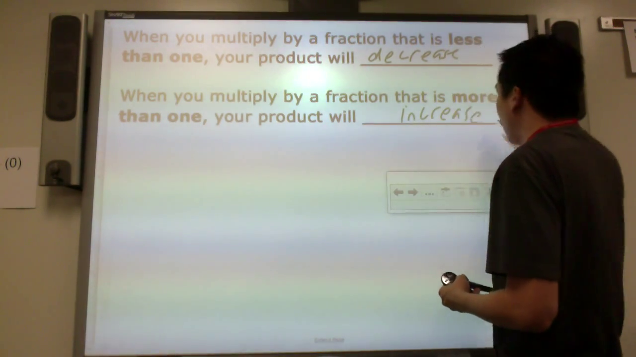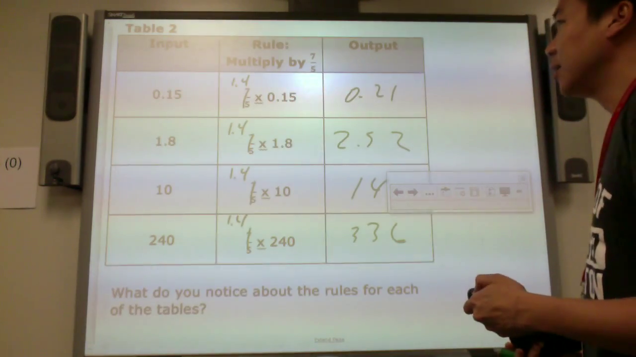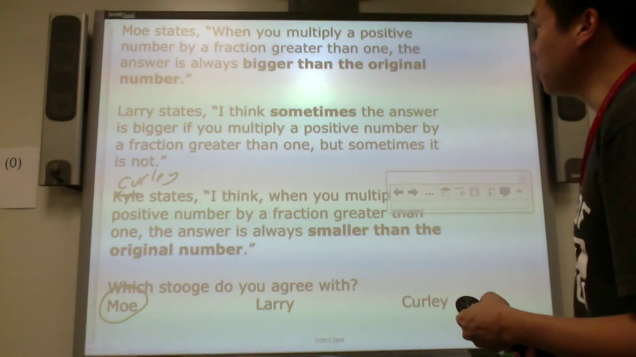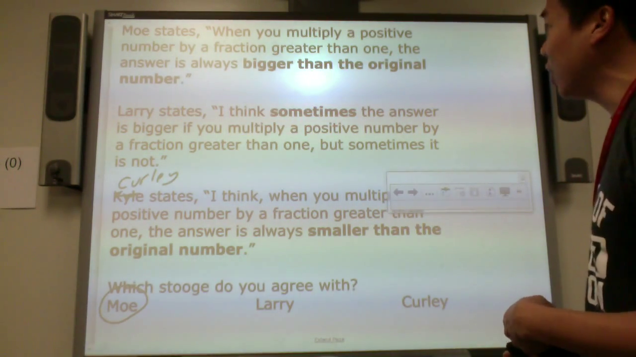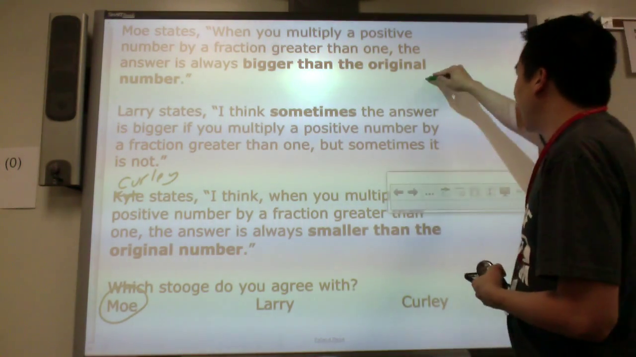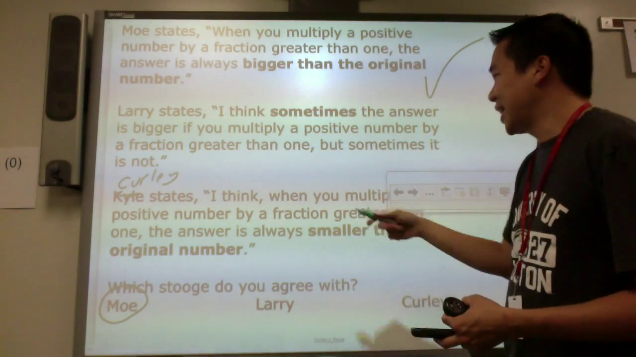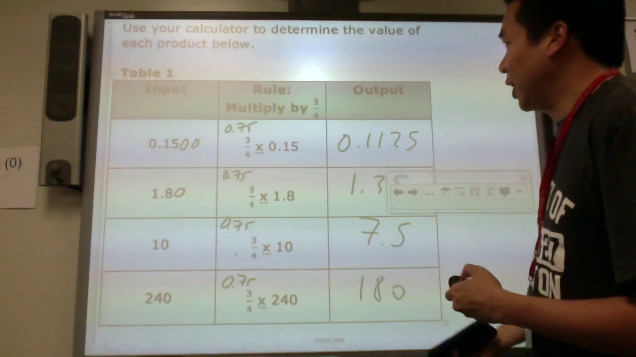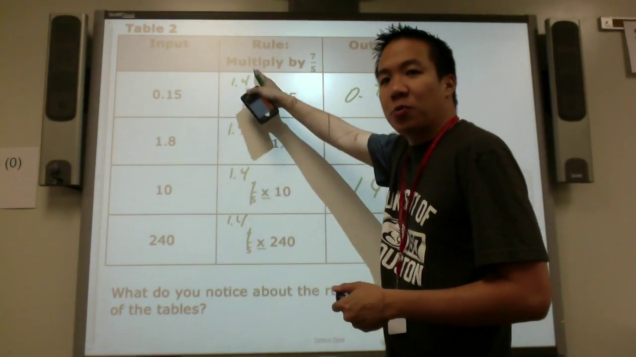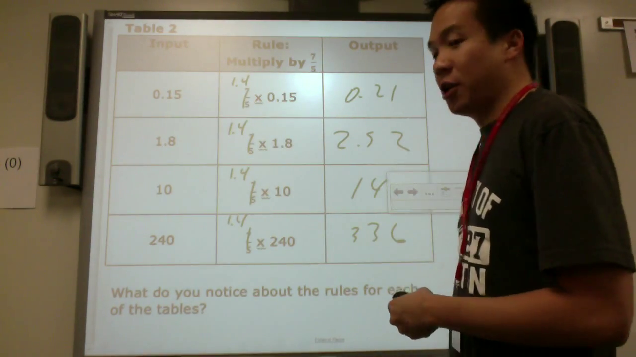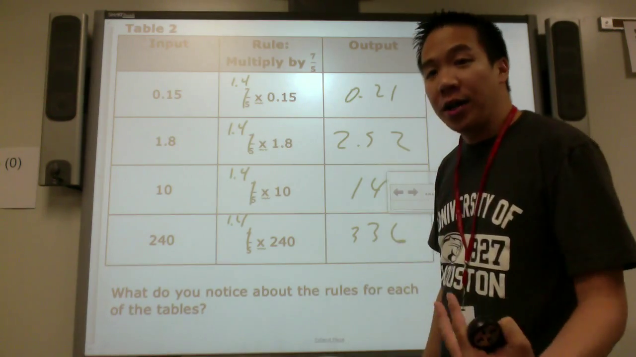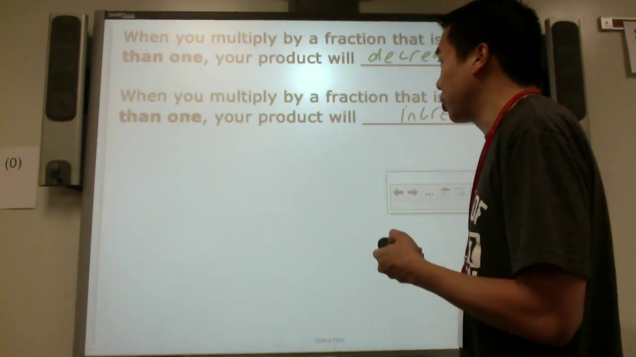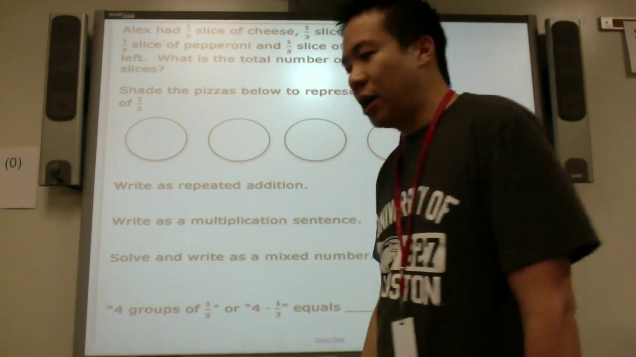Let's go back to our introduction. Curly, Mo, and Larry. Mo says when you multiply a positive number by a fraction greater than 1, it will get bigger. He is correct. It will not get smaller, and not sometimes, it always gets bigger. Here's the proof. When you start with a number and multiply by a fraction or number that is greater than 1, the product will increase. The quantity will increase.